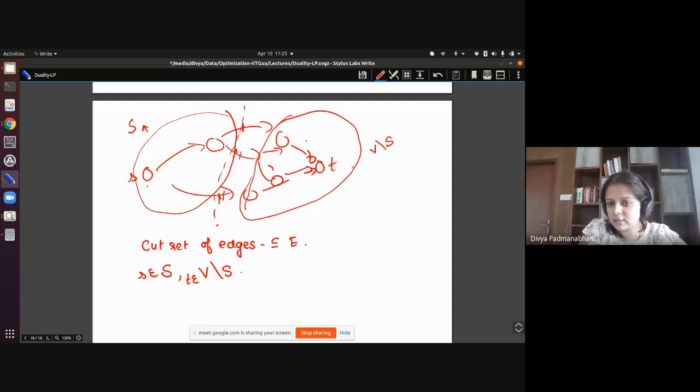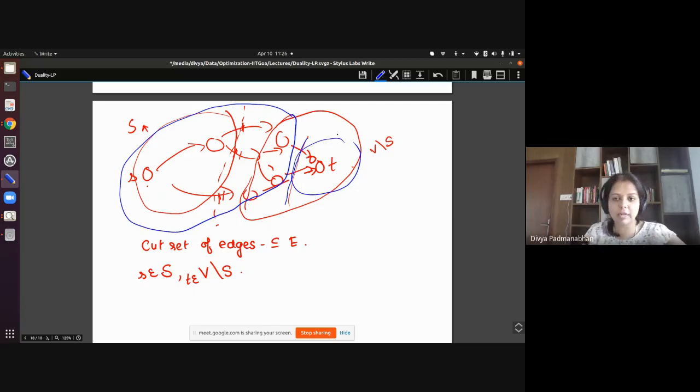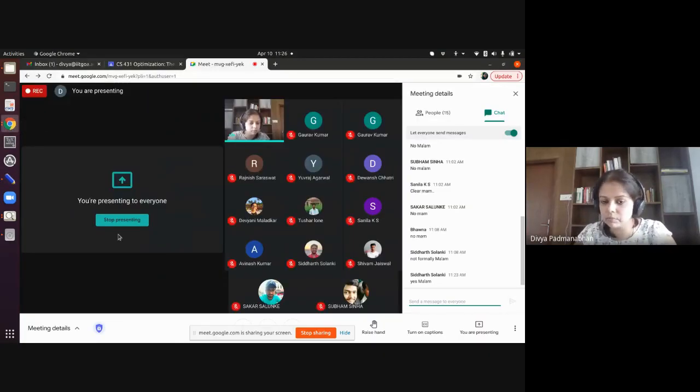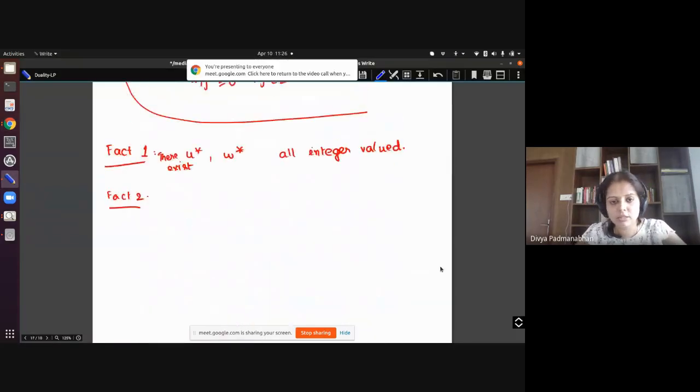Another cut is you can cut the graph like this. Then this would be the new cut, and corresponding to that you will have this set and just this. So that is also another cut. Out of all these, what is the value of the min cut? So that is the cut problem. I hope this is clear. Yes. Okay, cool.